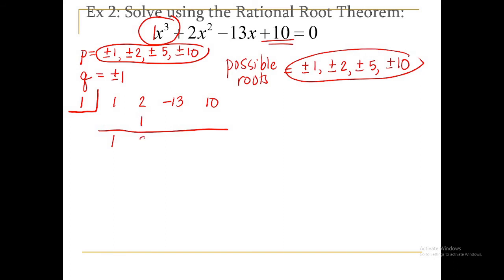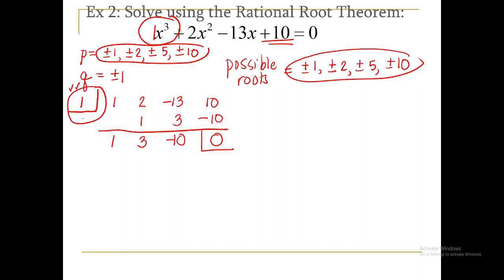2, 3. Multiply it by 1, 3. Add it to negative 13, 10, negative 10. Multiply it by 1, negative 10. 10 minus 10 plus negative 10, 0. Okay, we have a remainder of 0, so 1 is a root. So take note, this is already a root.